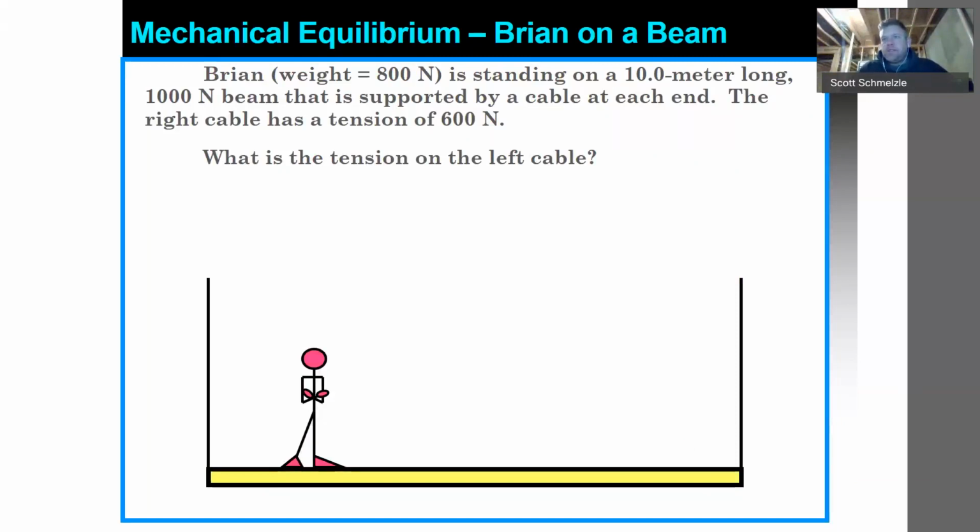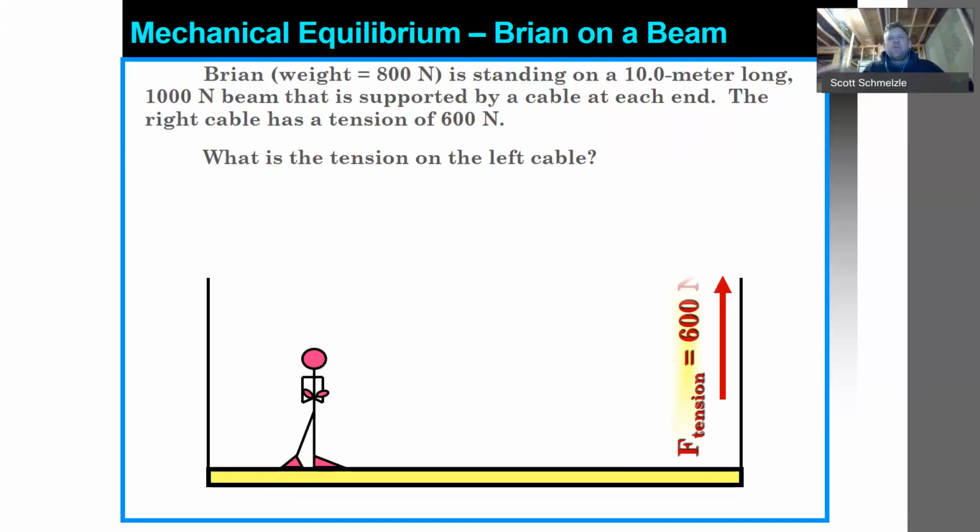It could be a cherry picker lifting something up. I mean, there's all kinds of different applications for us here. So what we want to know is, what is the tension on the left cable? Now, tension for us is force. Don't start thinking about, hey, I got to do MA minus MG. No, there's not. This is stationary. We don't have to worry about that component of it.